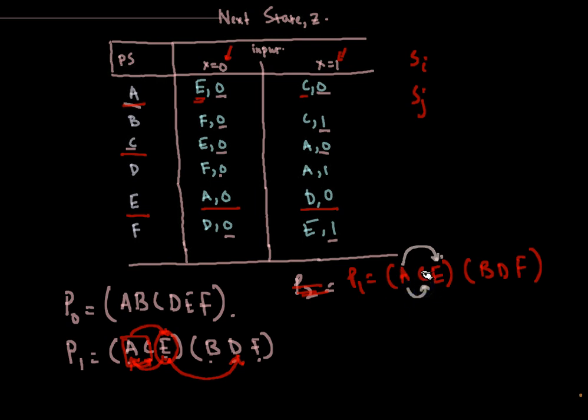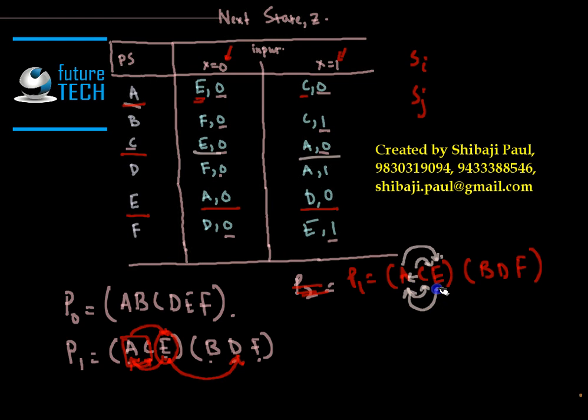When we are supplying 0 to C, it goes to E, which belongs to the same set. When we are supplying 1 to C, it goes to A, and A belongs to the same set. But for E, when we are supplying 0, it goes to A, but when we are supplying 1, it goes to D, which is in the different set. So in P2, A and C are equivalent, but E is different.